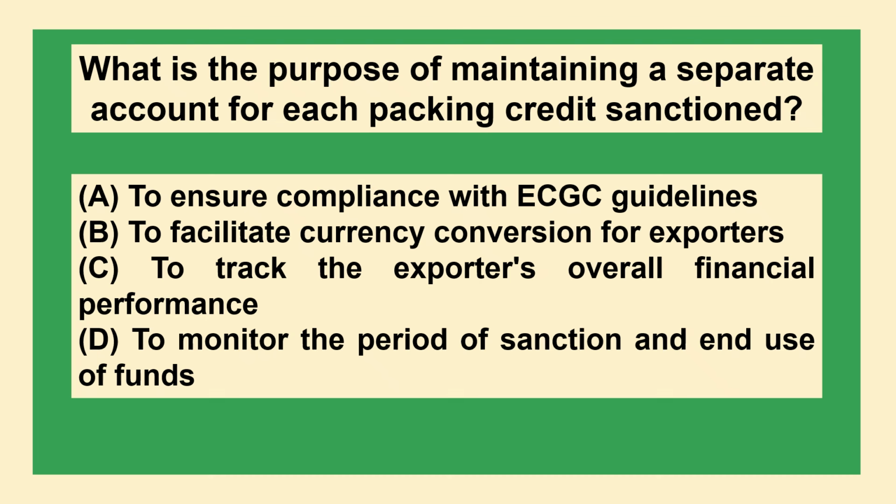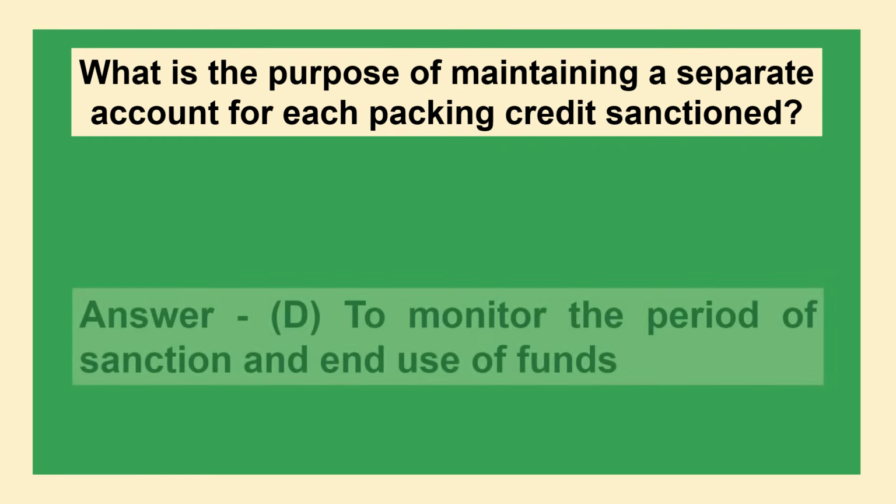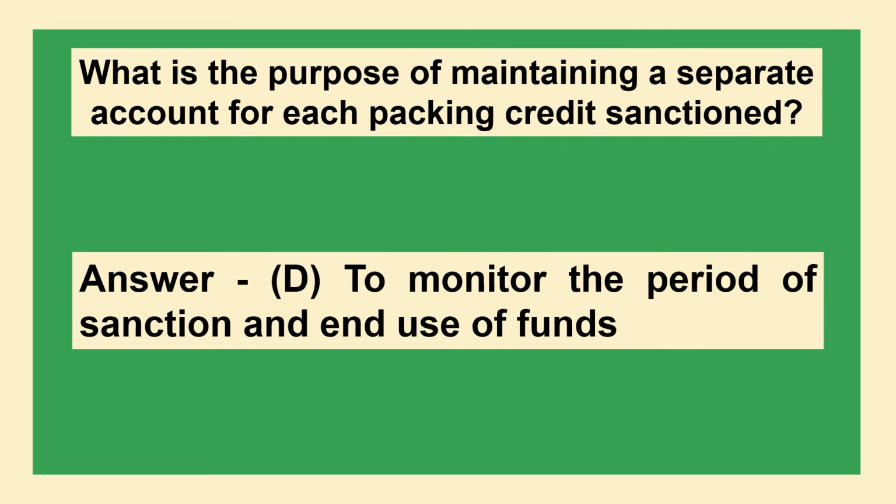What is the purpose of maintaining a separate account for each packing credit sanctioned? Option A, to ensure compliance with ECGC guidelines. Option B, to facilitate currency conversion for exporters. Option C, to track the exporter's overall financial performance. Option D, to monitor the speed of sanction and end use of funds. The answer is option D, to monitor the period of sanction and end use of funds.